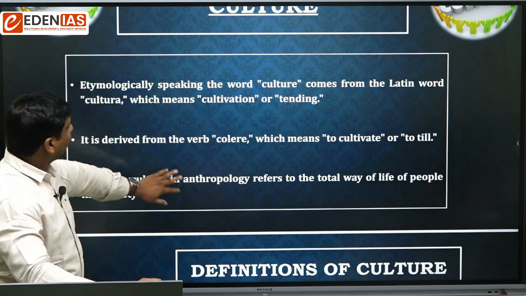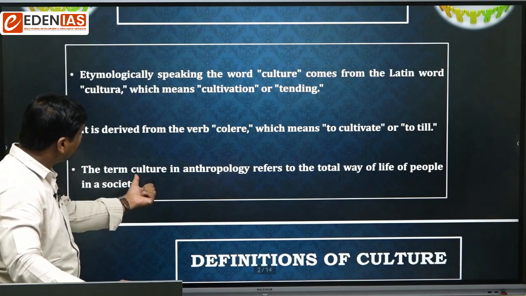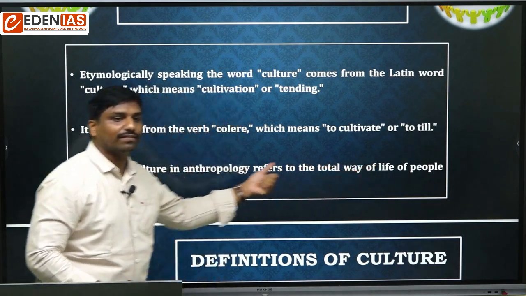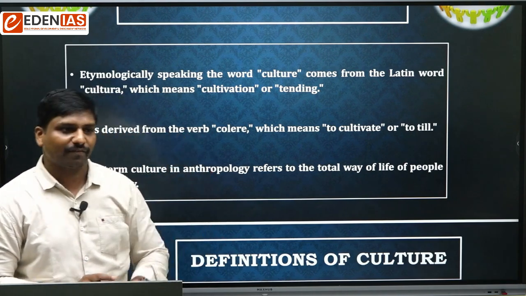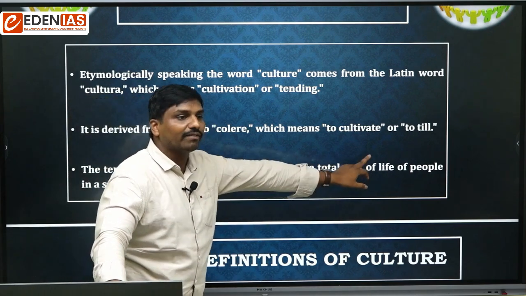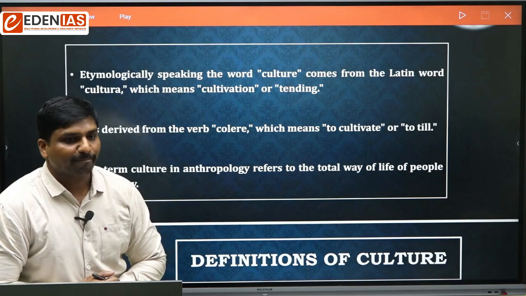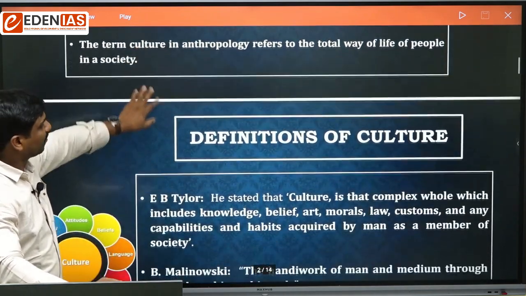Okay, so we have said that the term culture in anthropology refers to the total way of life of the people in a society. This thing you have to remember forever. You should not forget this line: the total way of life of people of a society. That is very, very important. So in a simple sense, we can say this is the lifestyle of the people, right?